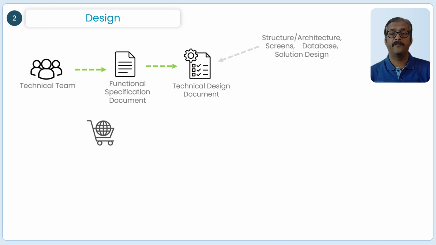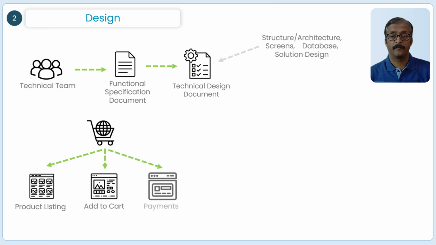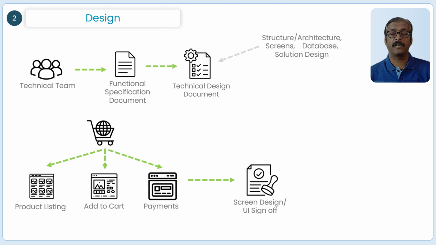For example, if you are building an online shopping app, the team will design pages like the product listing page, add to cart, and payment flow. Once the design is complete, it is thoroughly reviewed and formally signed off before any development begins.